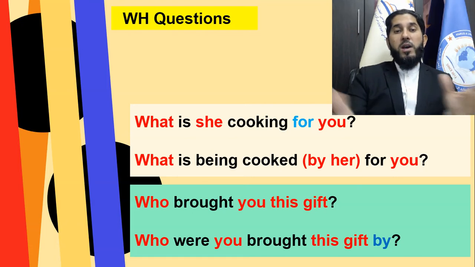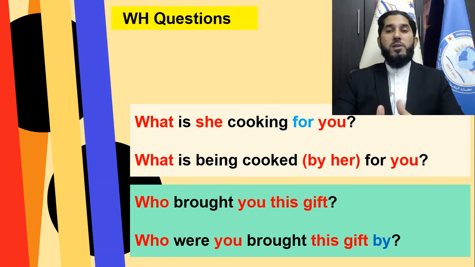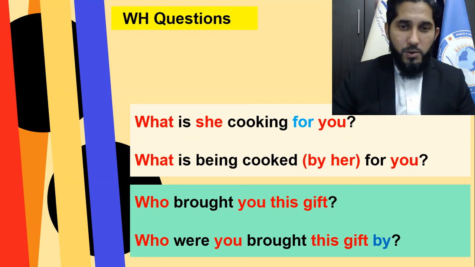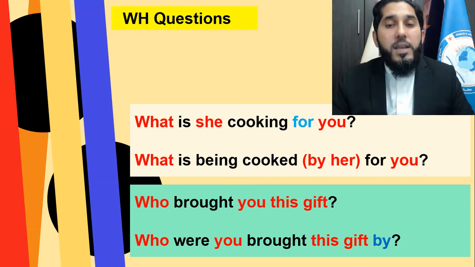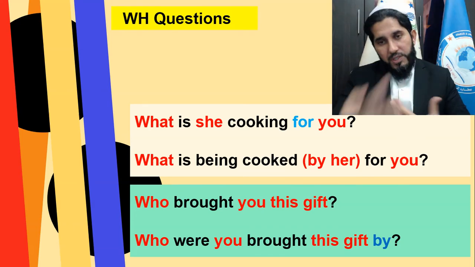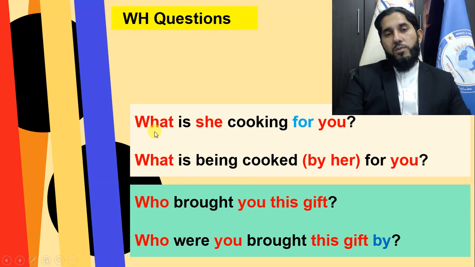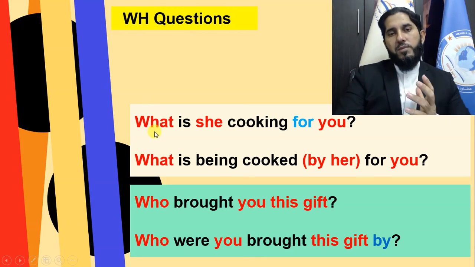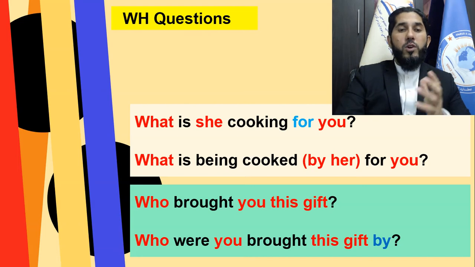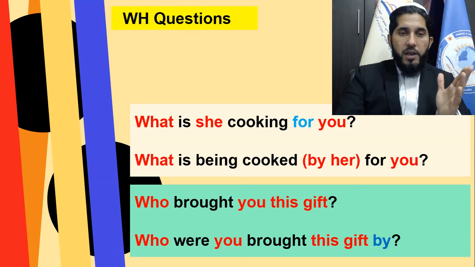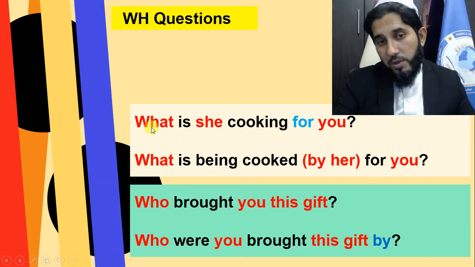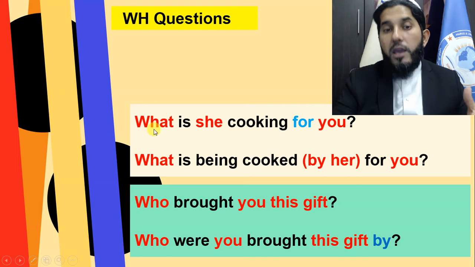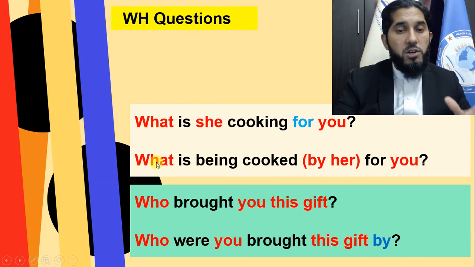For example, if you answer this question, what is she cooking for you? She's cooking rice for you, or she's cooking you rice. So rice became the direct object, and therefore here our question is about the direct object, the thing, okay? So the word what itself functions here as the direct object. What is she cooking for you? Obviously, the position is at the beginning of the sentence. And in passive form, again, the position of the WH question word is at the beginning of the sentence.